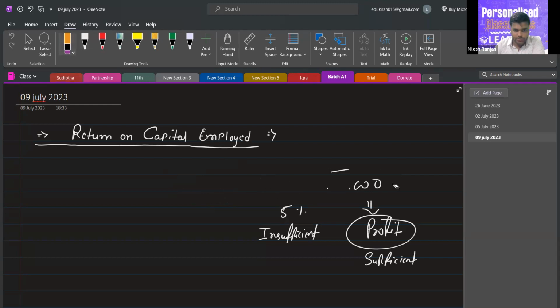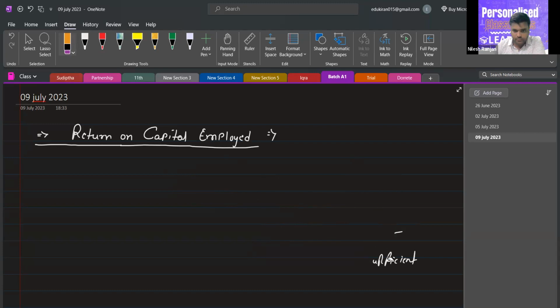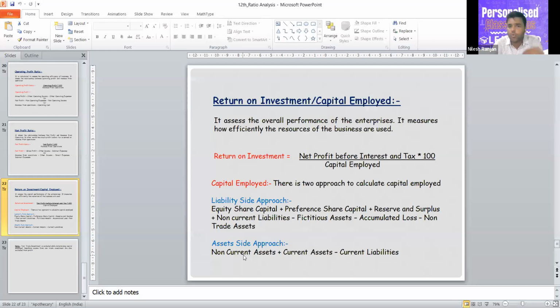Okay. So you can see it assesses the overall performance of the enterprise. It measures how efficiently the resources of the business are used. Now you can see the formula. Return on investment equals net profit before interest and tax into 100 divided by capital employed. Now, in one of the ratios, we have studied this net profit before interest and tax.